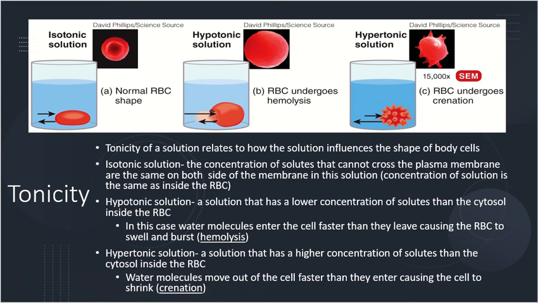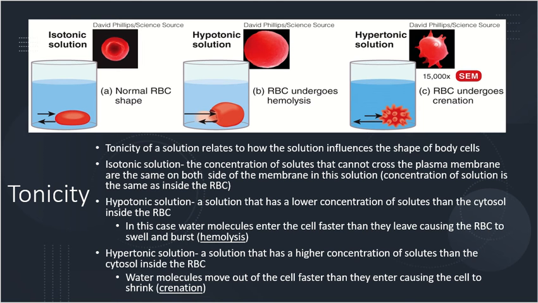So this whole process or concept of osmosis is really important when we talk about tonicity. The tonicity of a solution relates to how the solution is going to influence the shape of the body's cells, and in this case, we're talking about red blood cells. An isotonic solution is one where the concentration of the solutes that cannot cross the plasma membrane is the same on the inside and the outside of the plasma membrane.